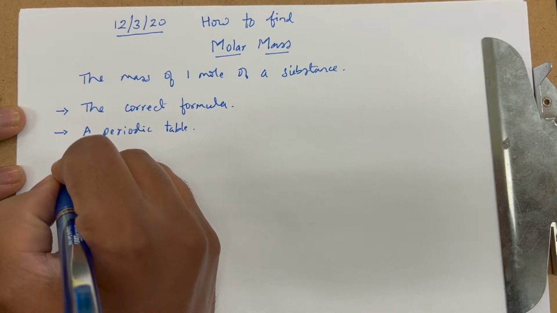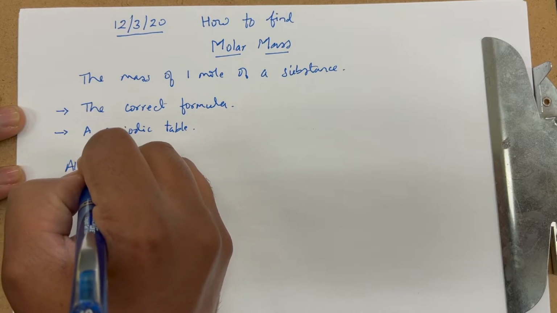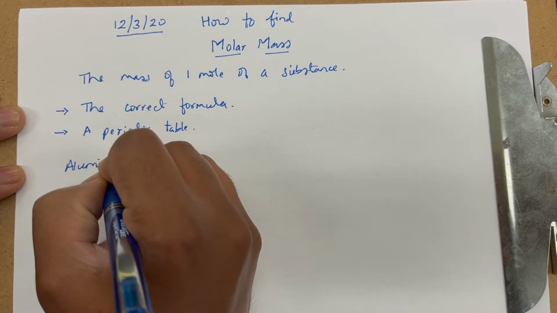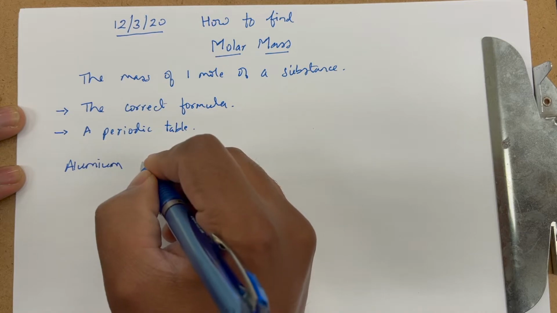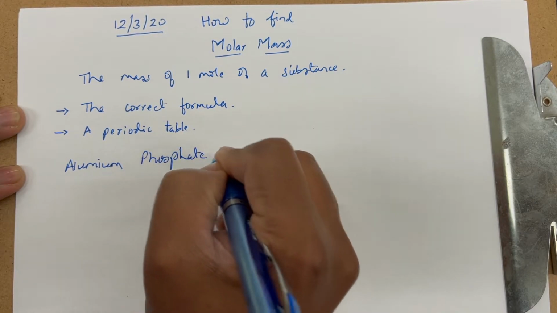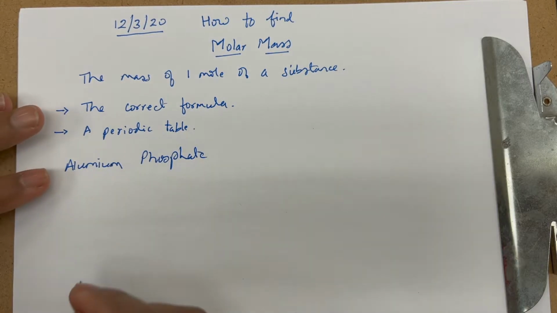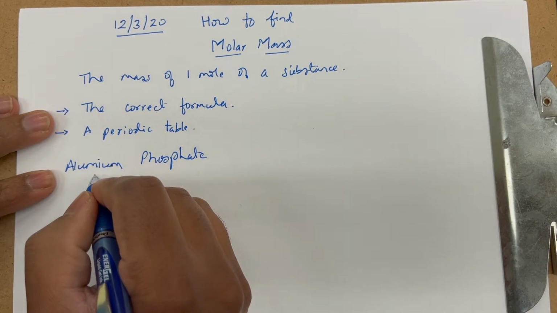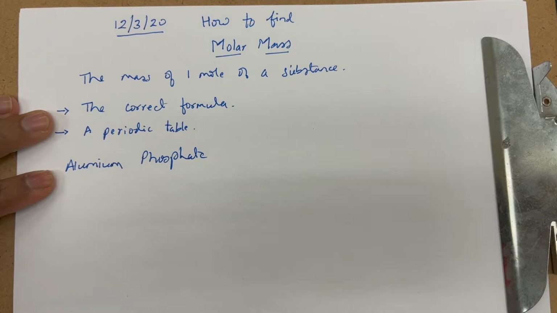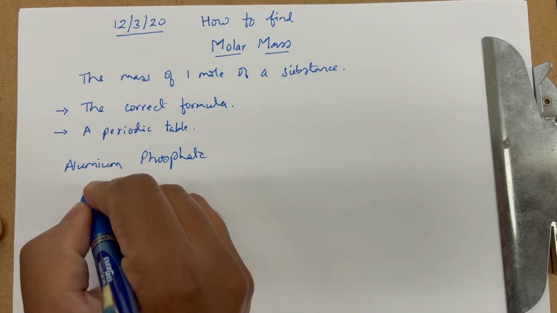Okay, so here's how we do it. Let's say, for example, you have aluminum phosphate. Here's the chemical whose molar mass you need to find. So to do that, we need to find the correct formula first. This would also be a great place for us to review the process for writing chemical formulas, if you're still on the fence with that.